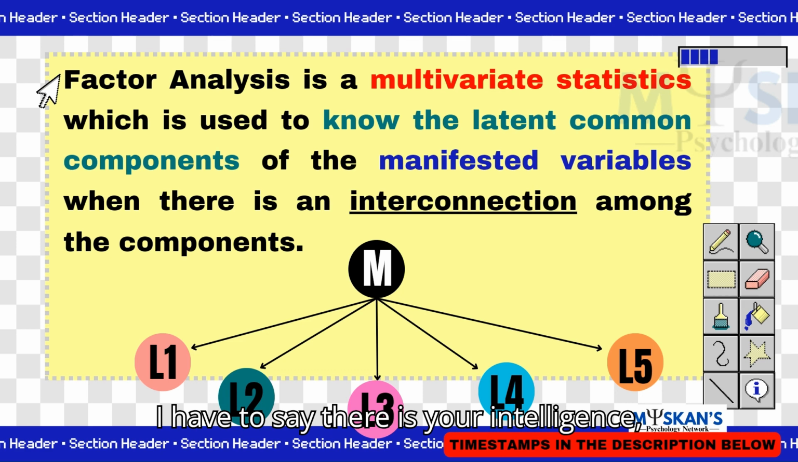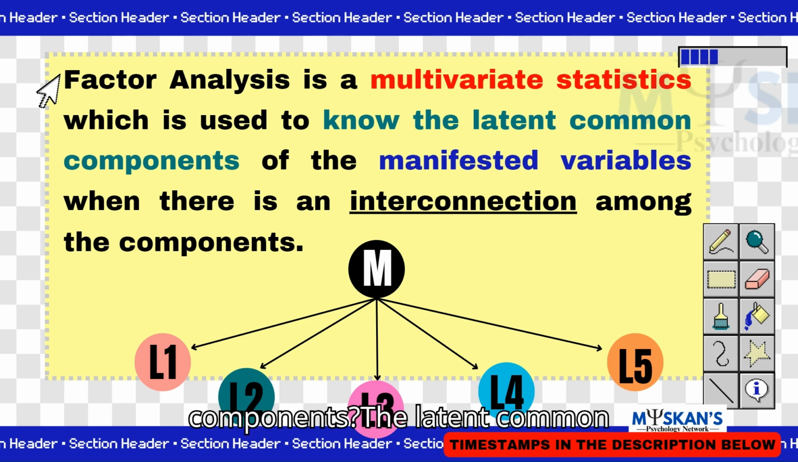There is your intelligence, there's your personality. Now, personality, you cannot observe it, but you can definitely measure it. There are a lot of ways to measure it. You have your projective tests, and you have pen and paper tests. You have those. And for intelligence, you have your IQ tests.